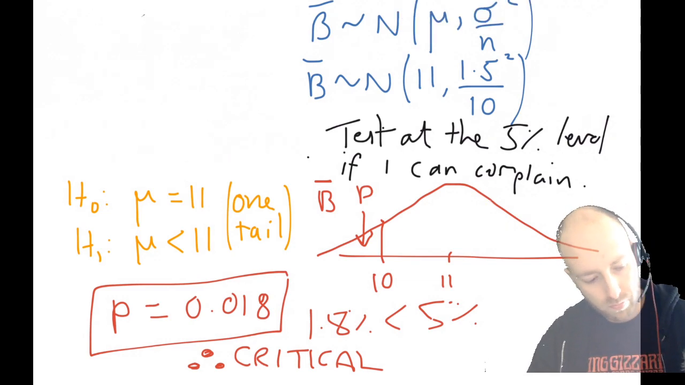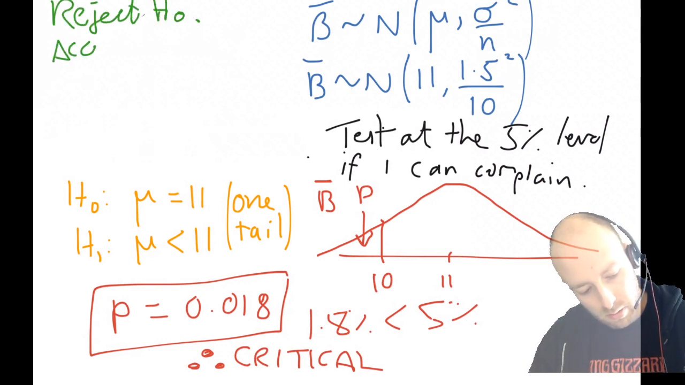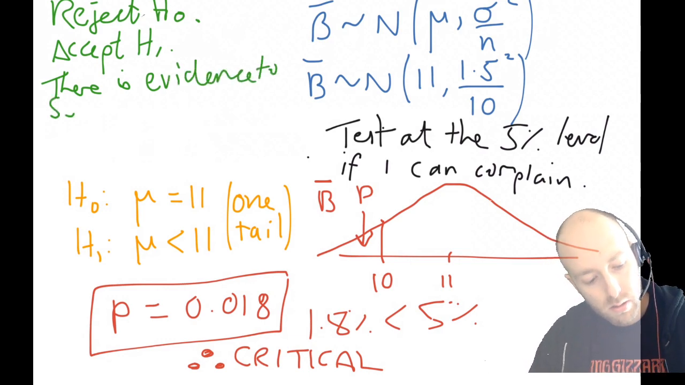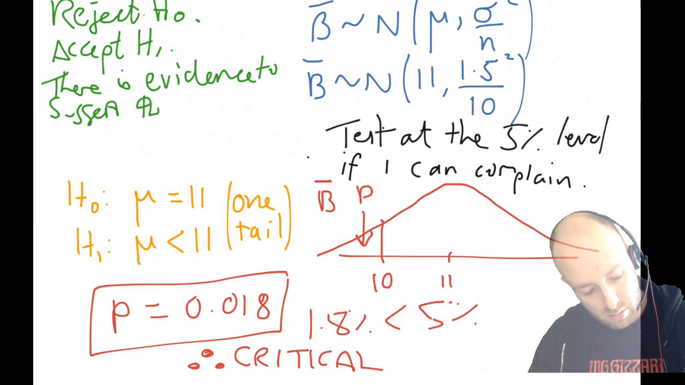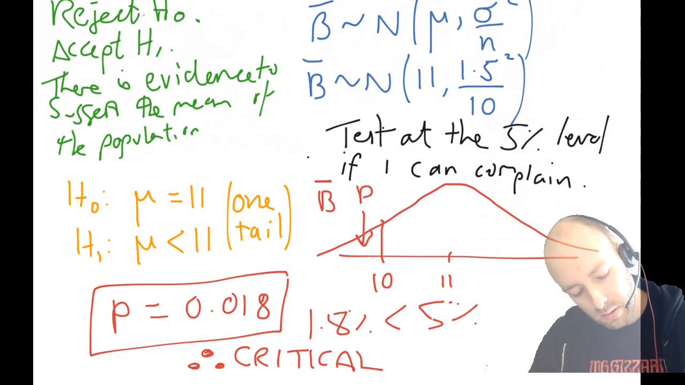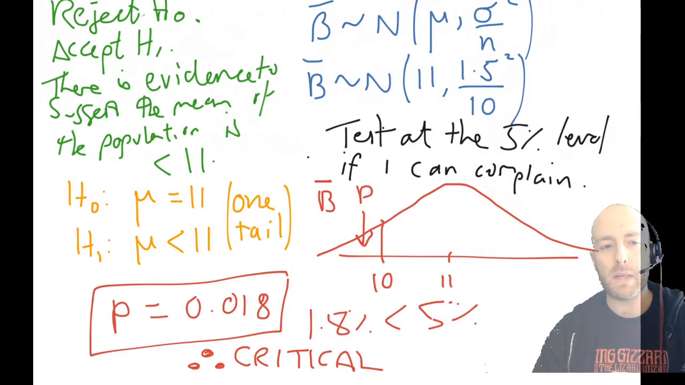Therefore, reject H0, accept H1. There is evidence to suggest the mean of the population is less than 11. So I can complain, basically, is the point there.